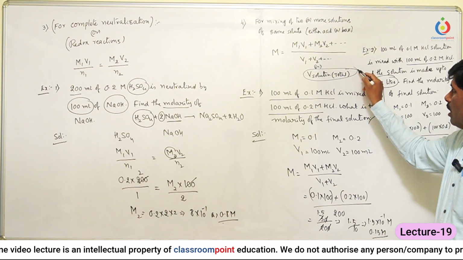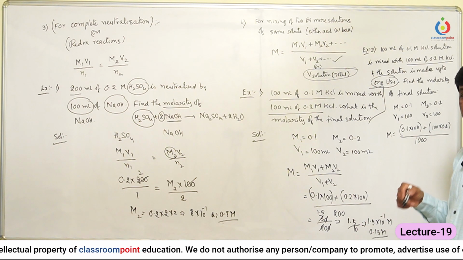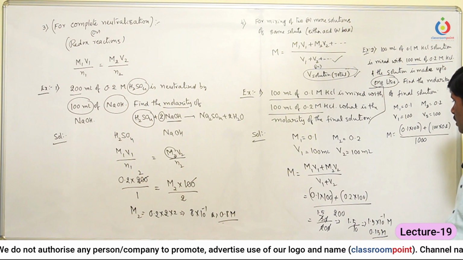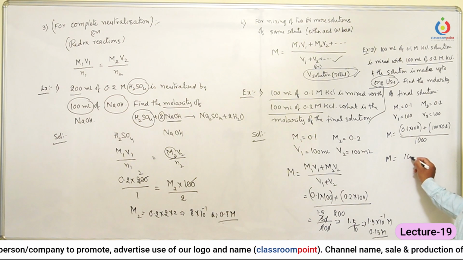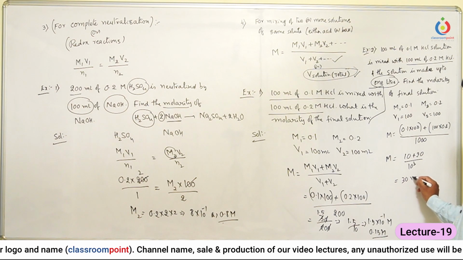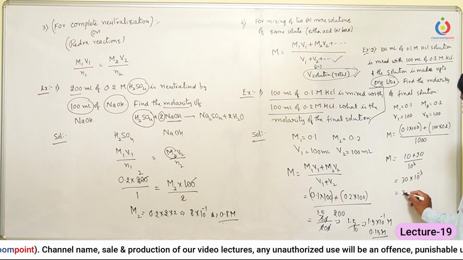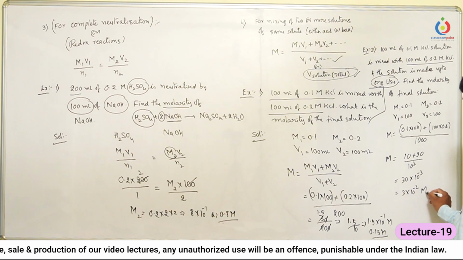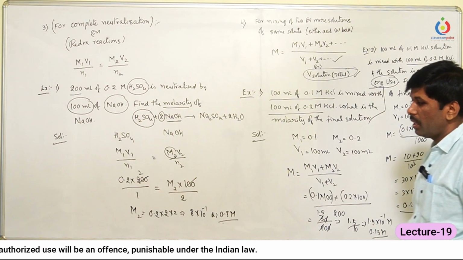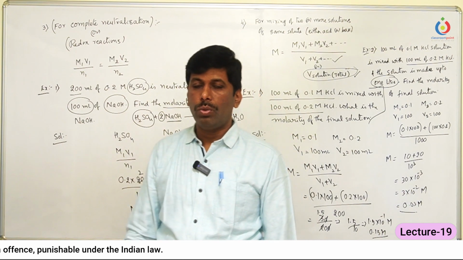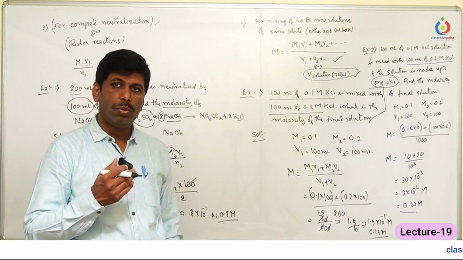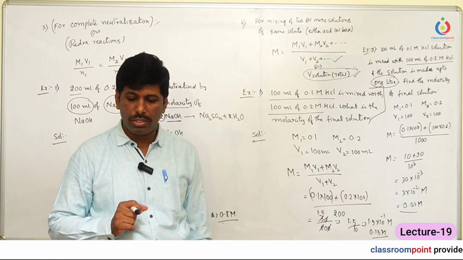If water is not added, you can take V1 plus V2. If it is made up to some final amount of solution, then you have to take the final volume of the solution. So now it is equal to 10 plus 20 by 1000, that means 10 power 3, 30 into 10 power minus 3, so 3 into 10 power minus 2 molarity, or else 0.03 molarity. Like this we can solve questions when two solutions of the same solute are mixed. Now let us see what happens if two or more solutions of different solutes are mixed.